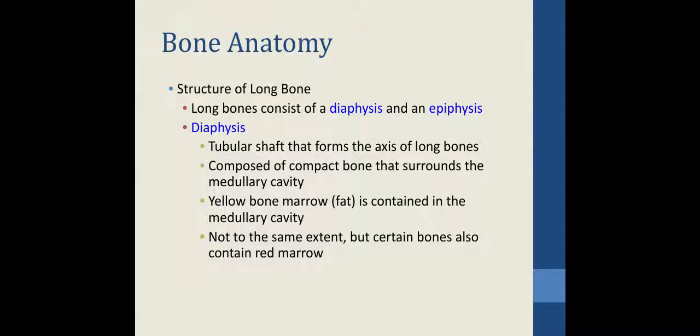It is going to be made of compact bone, and it's going to surround the medullary cavity. Yellow bone marrow, or fat, is going to be inside of that medullary cavity. It's not to the same extent, but some bones can also have red bone marrow stored in that cavity.